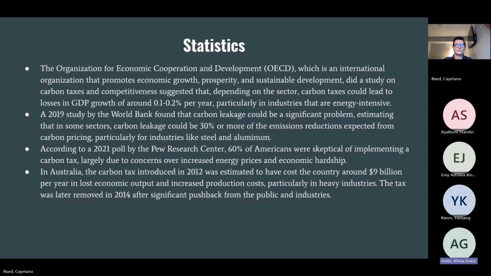And then our last stat that we included was in Australia, the carbon tax that was introduced in 2012 was estimated to have cost the country around $9 billion per year in lost economic output and increased production costs, particularly in heavy industries. This tax was later removed in 2014 after significant pushback from the public and industries.